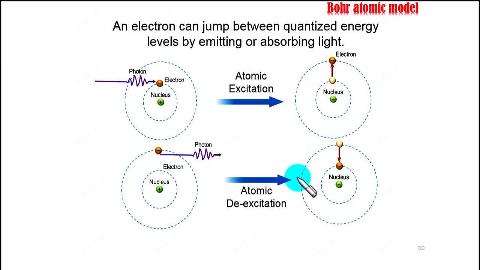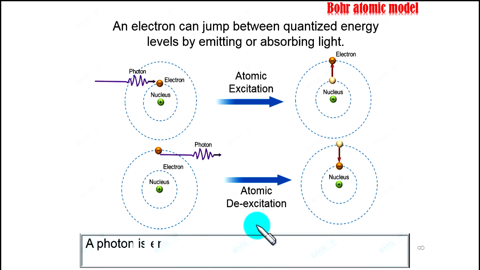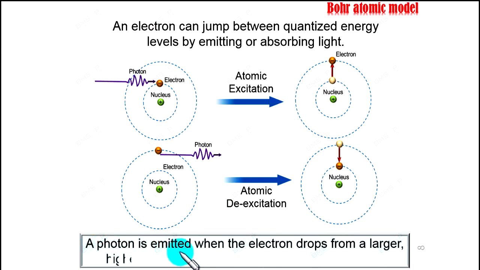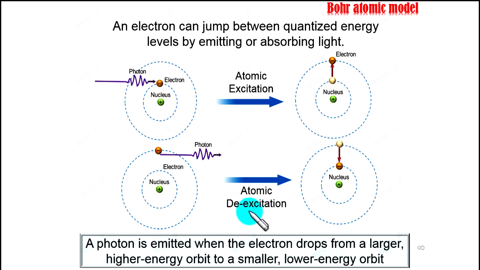Okay, and we can find the energy associated with the de-excitation and excitation also. Suppose let us consider the atomic de-excitation first, right? You can observe this photon is emitted when an electron drops from a higher energy orbit to a smaller or lower energy orbit. That is the process of de-excitation.